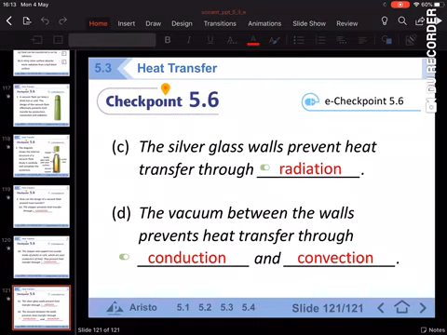So in here, the walls actually have a vacuum, so it's not touching anything. There's empty space there, and conduction needs to be touching something, and convection needs a medium, needs air, something. Not solid. The air or liquid, but it doesn't have anything there. That's why convection will be stopped. And it comes to the end of this section on chapter 5.3.